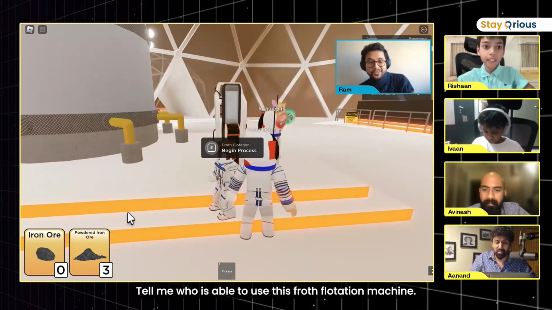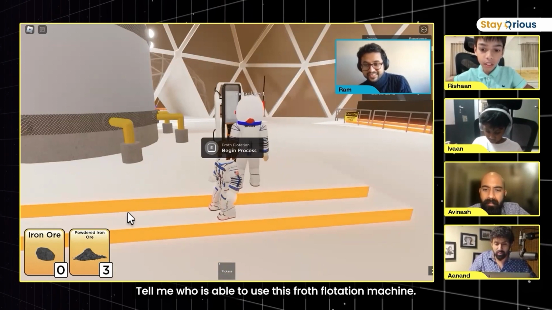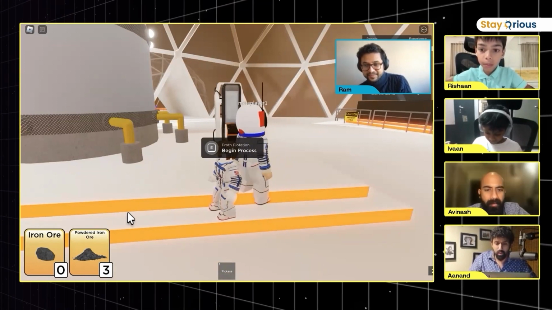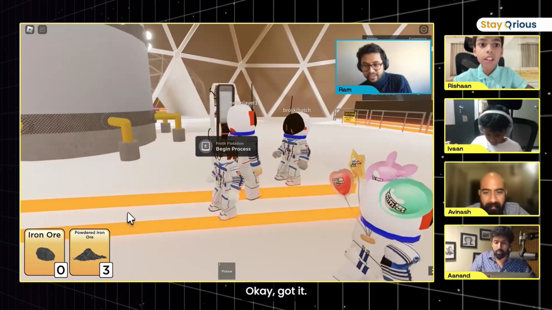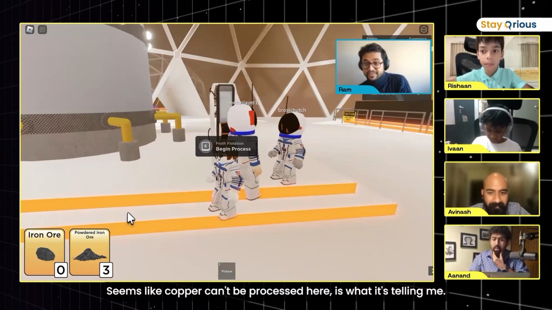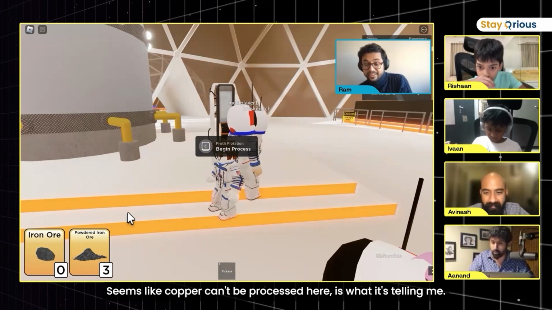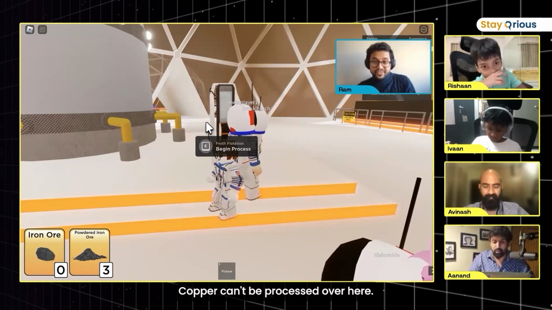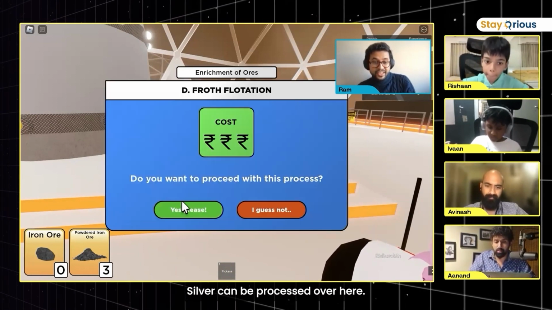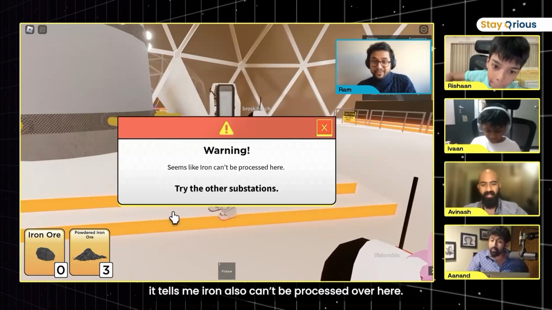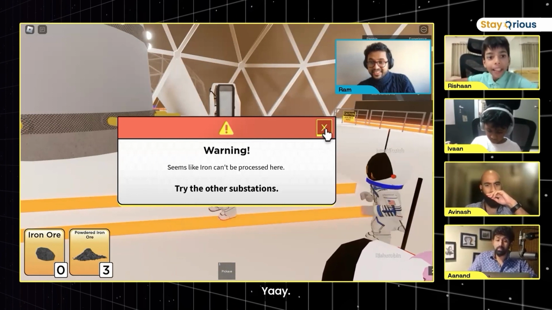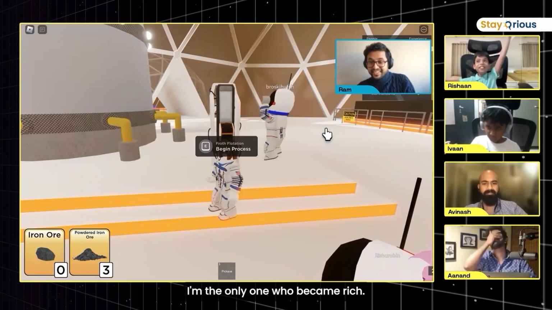Tell me, who is able to use this cross flotation machine? Not me. I am able to use it. I got enriched silver ore. Okay, got it. I could not use it. Seems like copper can't be processed here, is what it's telling me. Silver can be processed over here. If I try to use iron, it tells me iron also can't be processed over here. Yeah, I'm the only one who became rich.